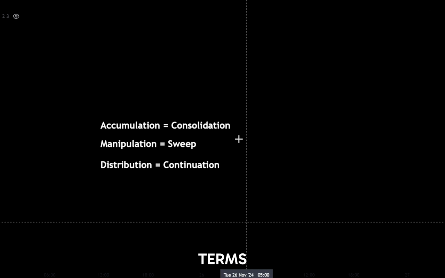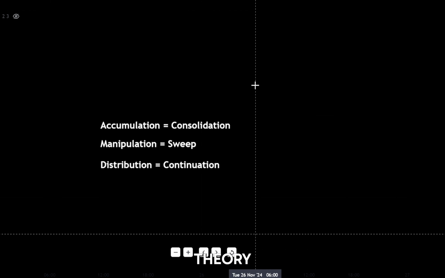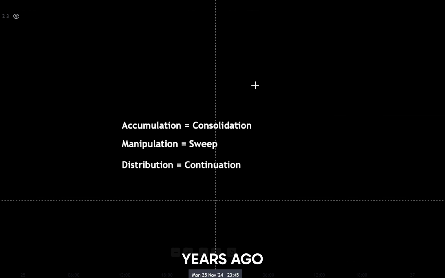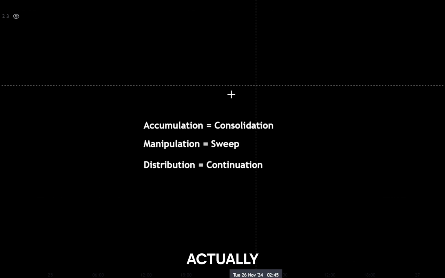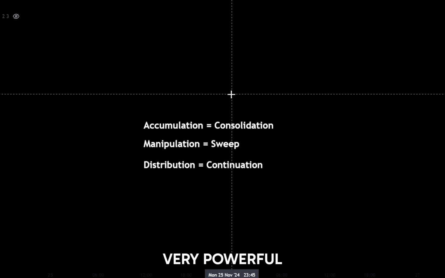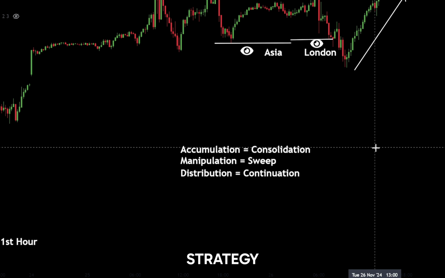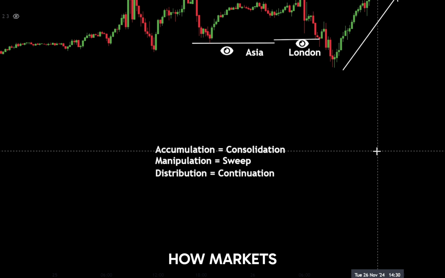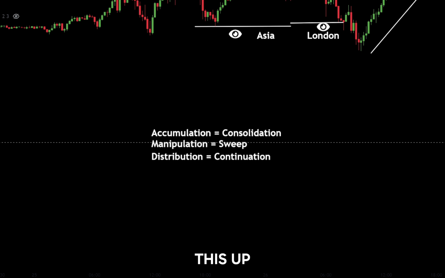Very simple terms, very similar to Wyckoff theory, which was made more than 100 years ago on how the markets actually operate. AMD is very powerful because it is how the markets actually move from liquidity pool to liquidity pool. It's not just a strategy, it's actually how markets move. And I can't make this up, honestly.